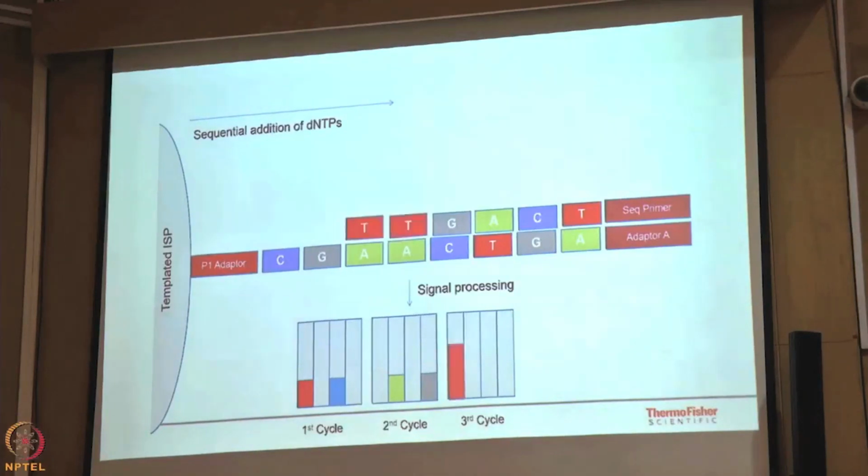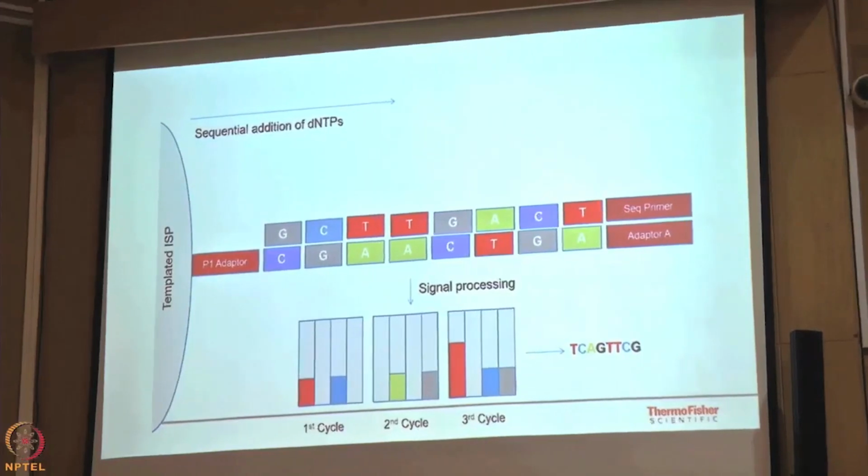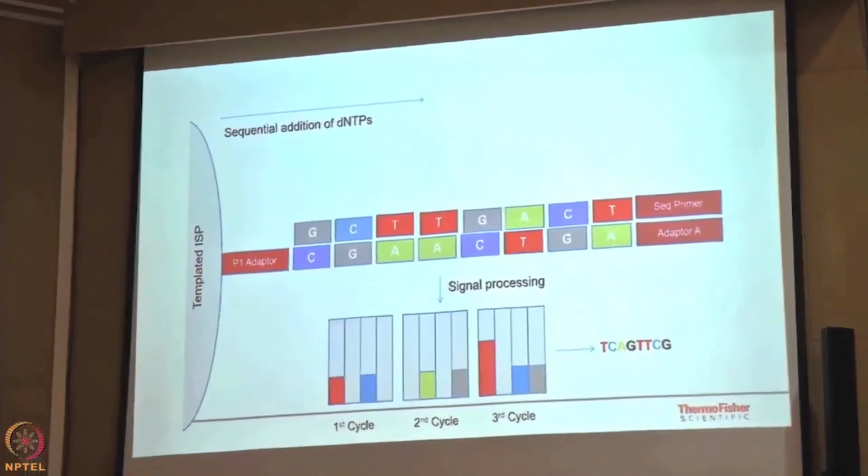So, that is how it will work, and based on these signals you get finally a sequence, which is then a sequence coming from that particular well out of those millions of wells. So, after a 2.5 hour run, you have probably 80 or 100 million such sequences which now need to be analyzed.